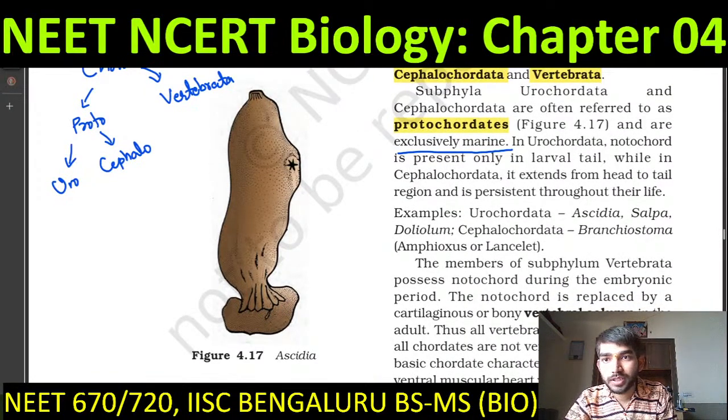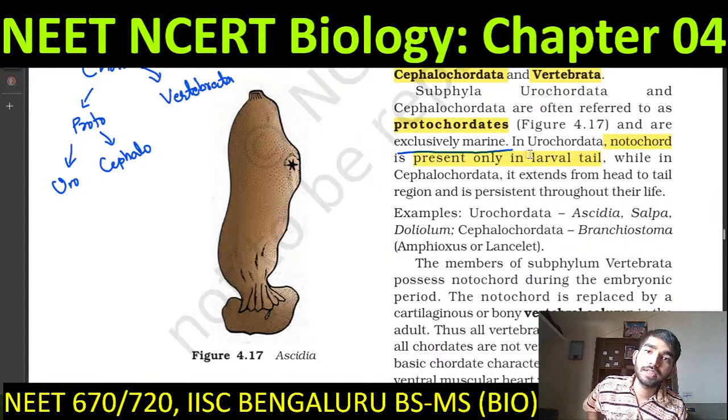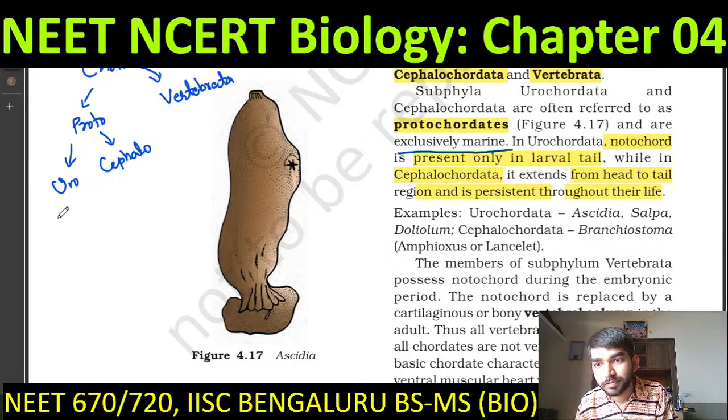In Urochordates, the notochord is present only in the larval tail. So wherever it is present only in the larval tail region, meaning the posterior part of the body, they are classified as urochordates. While in cephalochordates, it extends from head to tail and is present throughout their life. So this is important: in urochordates, present in the tail and only in larval stages.